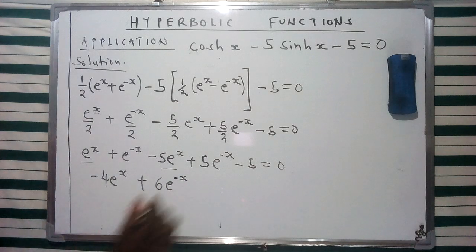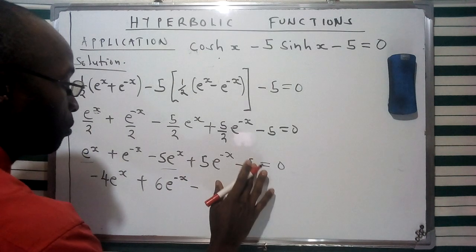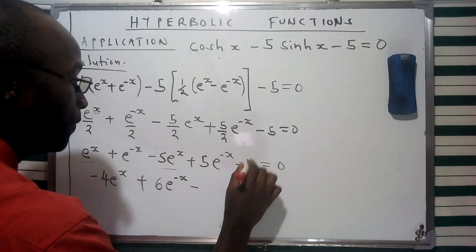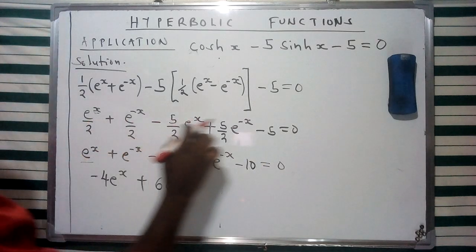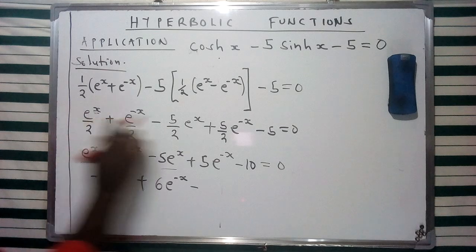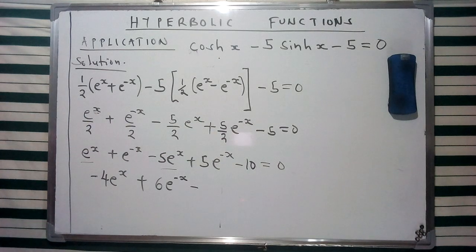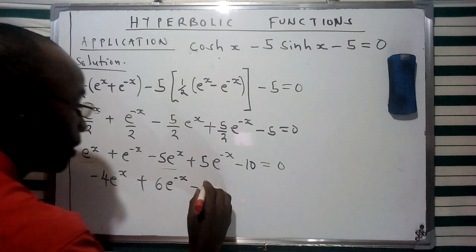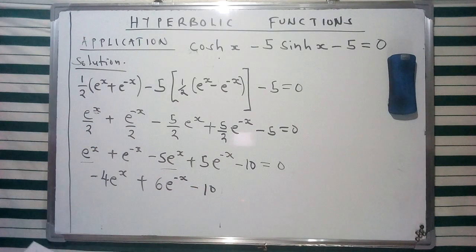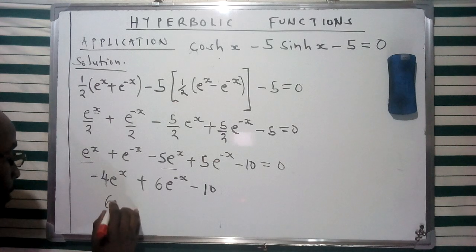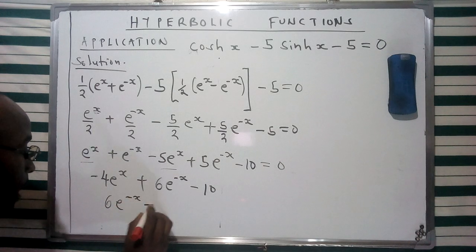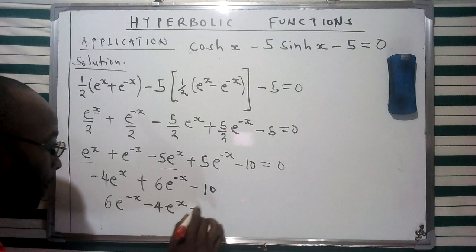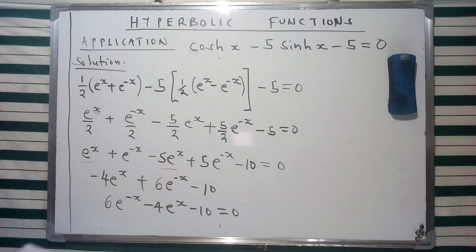And then we have the last term. As I said, it's multiplied by 2 across the equation, so this is going to make 10. We can do a rearrangement of this equation to give us 6e^(-x) minus 4e^x minus 10 is equivalent to 0.